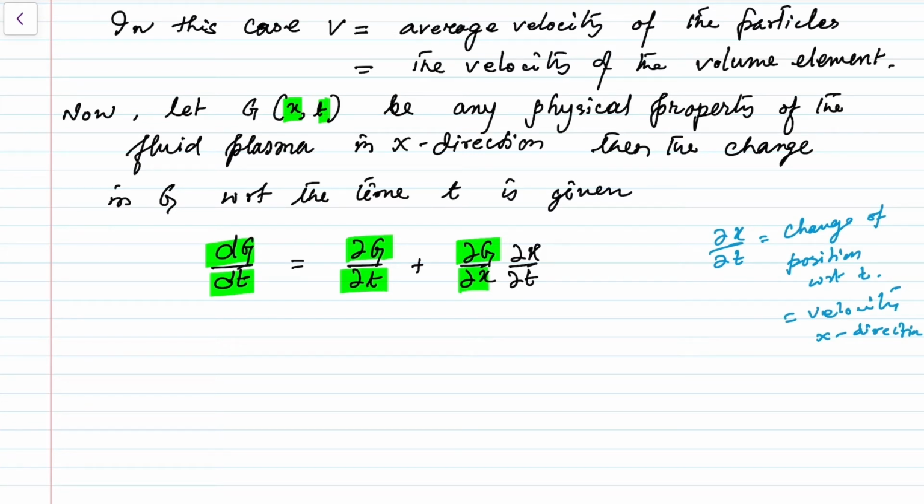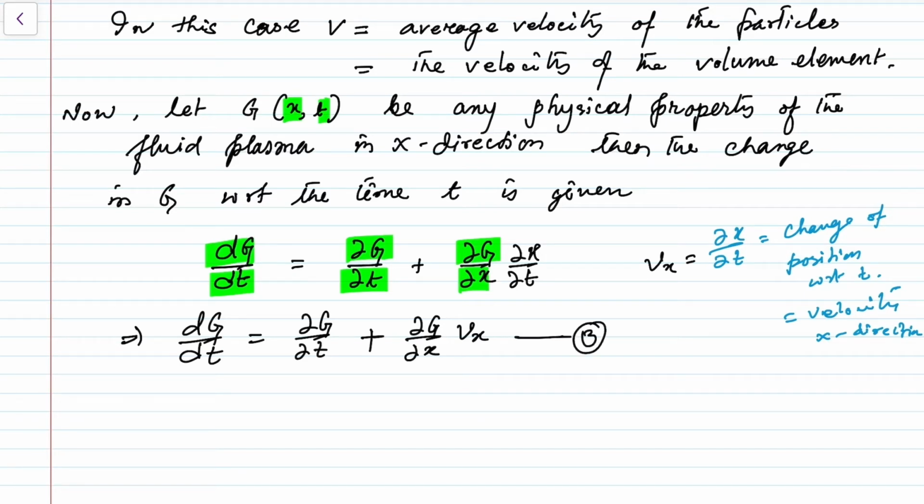So that's why it can be replaced by Vx. So we can write del z by del t plus del z by del x Vx. Okay, so this is one dimensional. So this is equation number, suppose, 3.